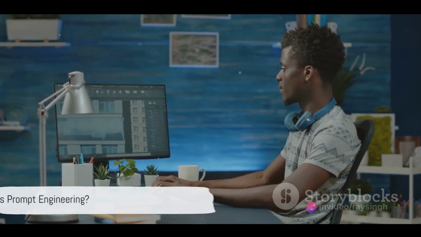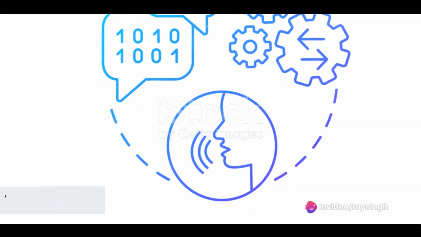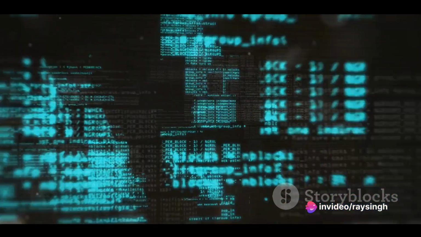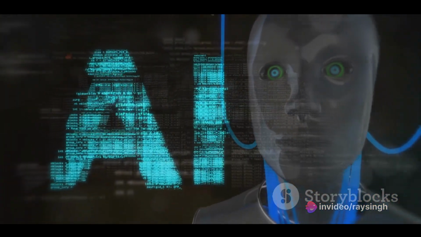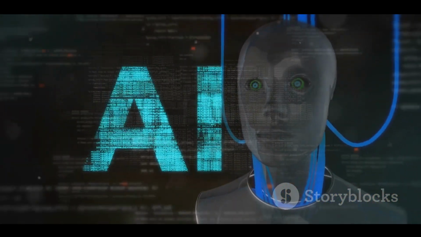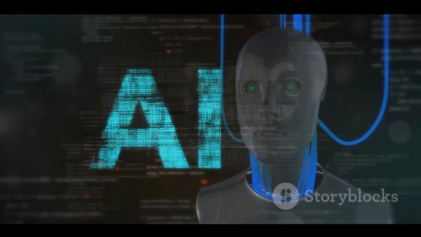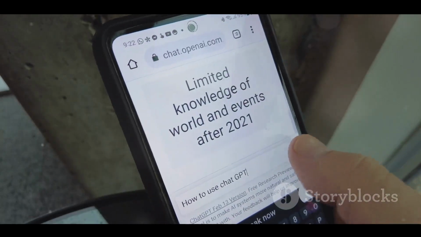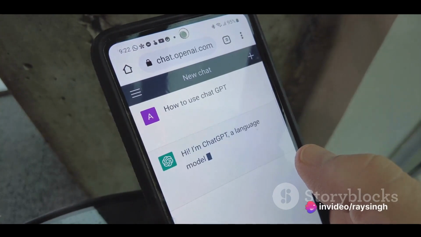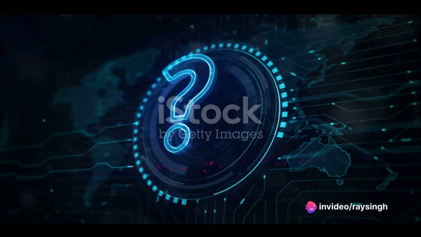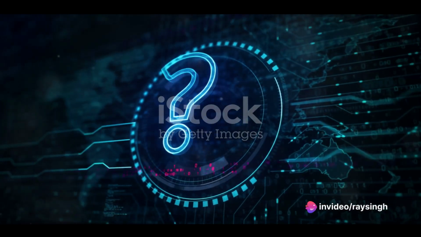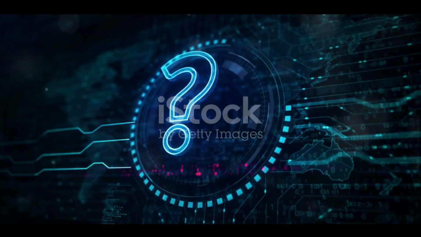Ever wondered what prompt engineering is? It's like being a translator between humans and machines, but instead of different human languages, we're dealing with the language of artificial intelligence. You see, AI language models like GPT-3 don't naturally understand human language. They need a little nudge in the right direction, and that's where prompt engineering comes in.